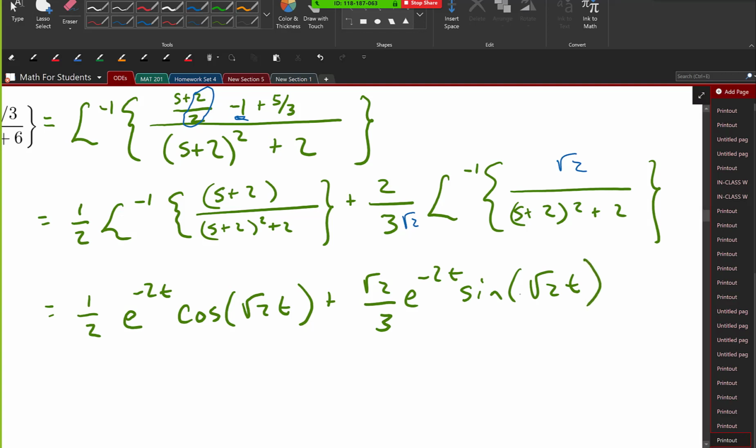Folks, any questions where this e to the minus 2t in these two terms shows up from? Let me do that in a different color. Any question about where this e to the minus 2t came from? It came from the fact that it was a cosine curve shifted 2 units. Thanks, Gilbert. And this one came from the fact that we had a sine curve shifted 2 units. Okay.